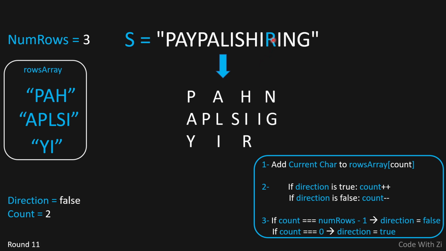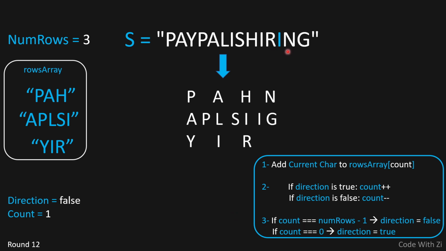In our 11th round, our current character is gonna be R. We're gonna add it to our array at the count index, which is 2, so let's add it here. Direction is false, so let's actually decrement count here. Count is equal to 1. We're gonna check if count is equal to 2 or 0. None of them are true. So we're gonna move on to the next round.